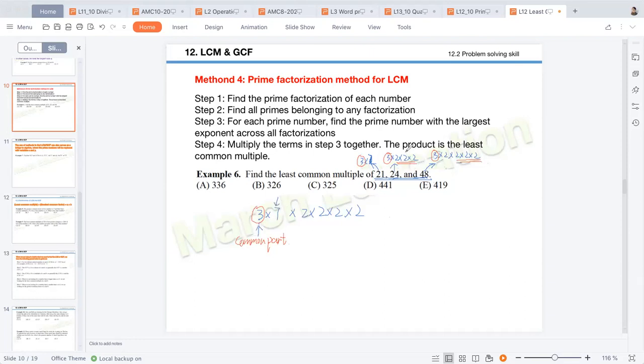And for these 2 numbers, 24 and 48, the common part is 2 times 2 times 2. Okay, so I just use this as a common part. Kevin gave me the right answer, and Aaron gave me the right answer. So this equals what? The final answer should equal 336.